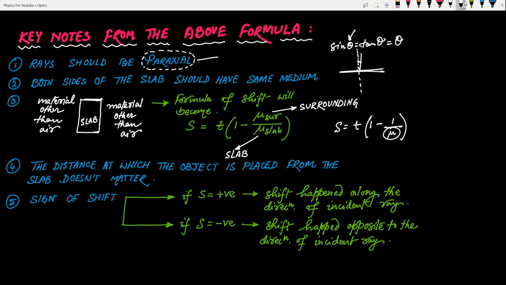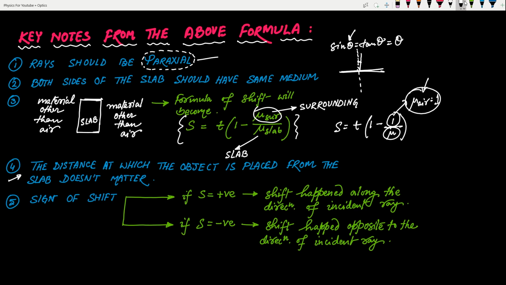But if the surrounding material is not air, you need to use this formula. It is very simple, like S is equal to T into 1 minus mu of surrounding by mu of slab. See, here it was 1 because we know mu of air is equal to 1. Instead of this, just replace this mu of air with mu of surrounding and you'll get the answer. Okay, this is simple. Now let's look into our 4th point.